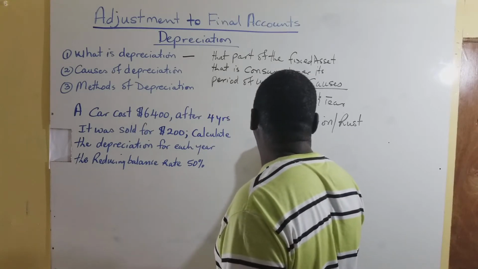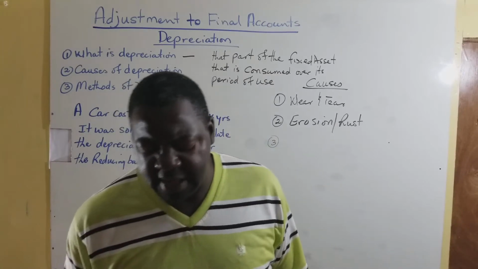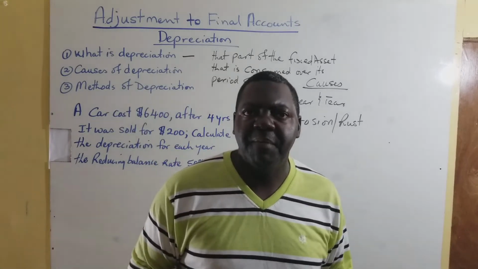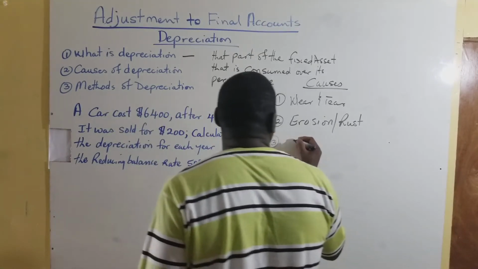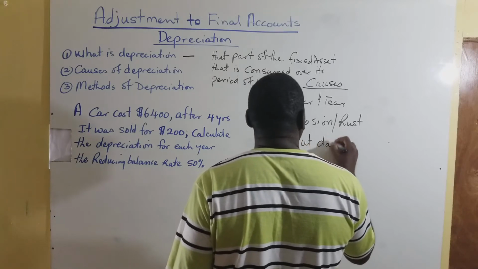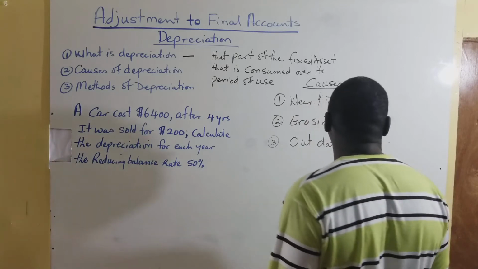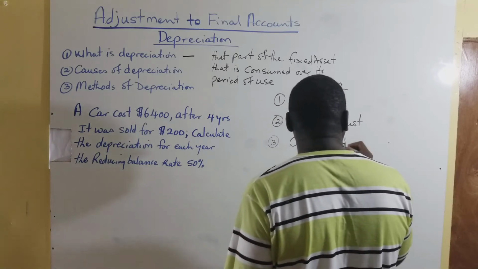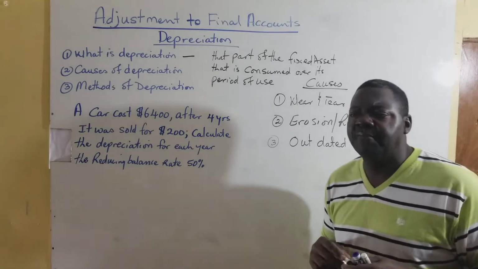There is the other element, referred to in some texts as an economic factor, one of which is the asset being outdated. I'm using a simple term, outdated. Others will refer to it as obsolete. Obsolete really means the same thing, outdated.